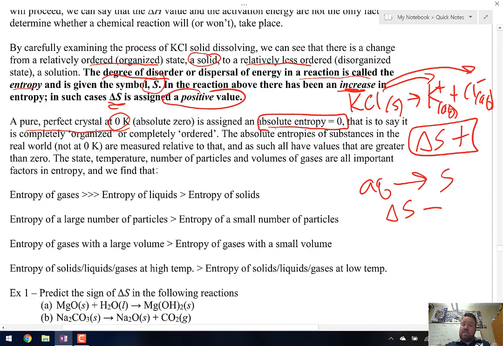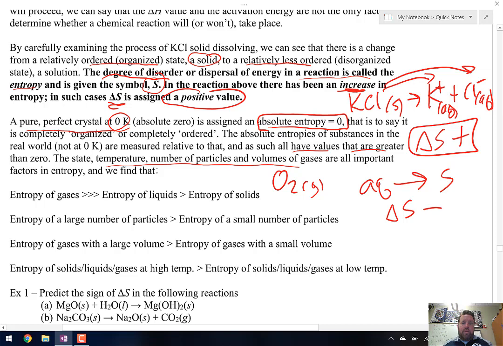If the temperature is above 0, then everything has some type of randomness, disorder, motion, movement about it. So something in its elemental form, O2 gas, absolutely has an entropy associated with it. It does not have an enthalpy of formation associated with it, though. So all things that are above 0 do have an entropy associated with them. The state, temperature, and number of particles, though, are important factors in entropy.